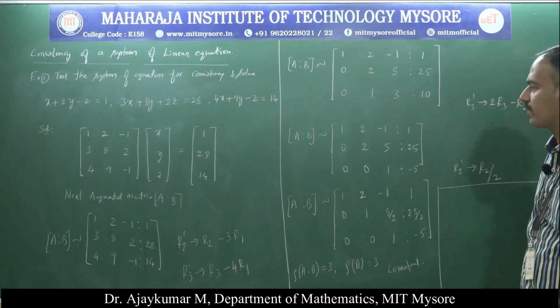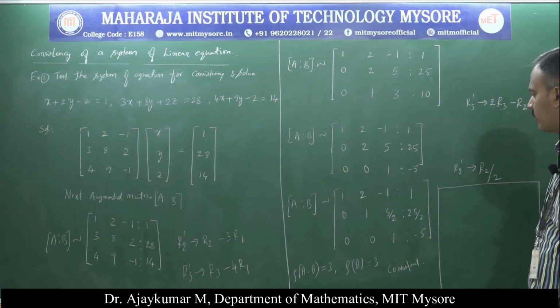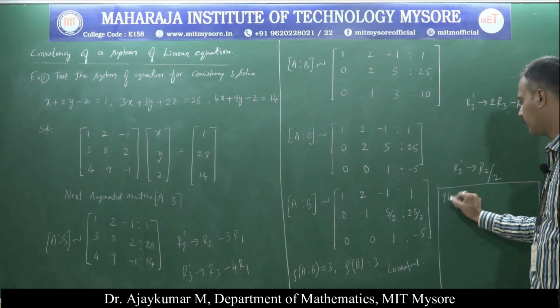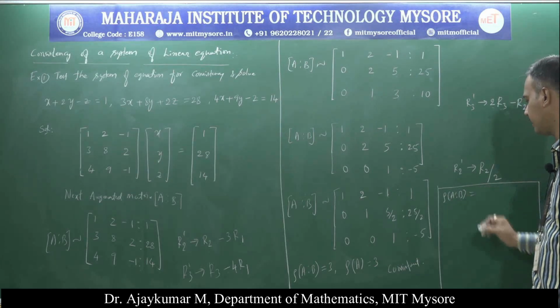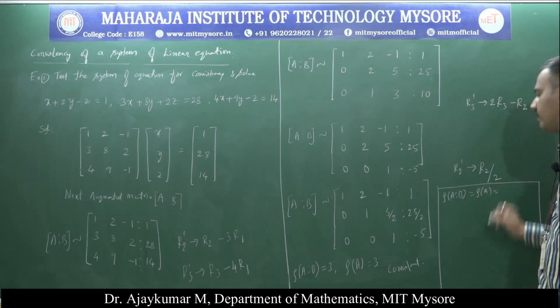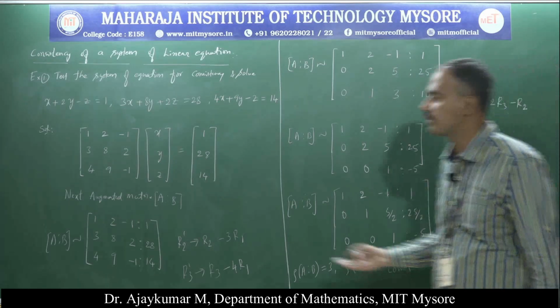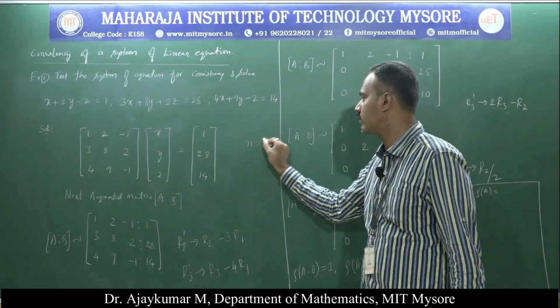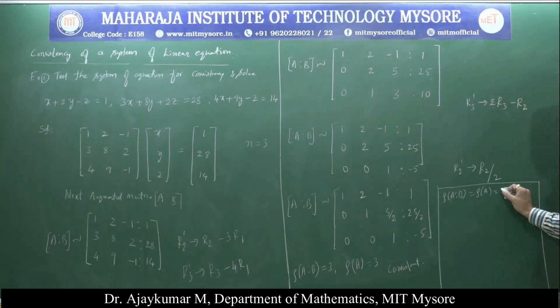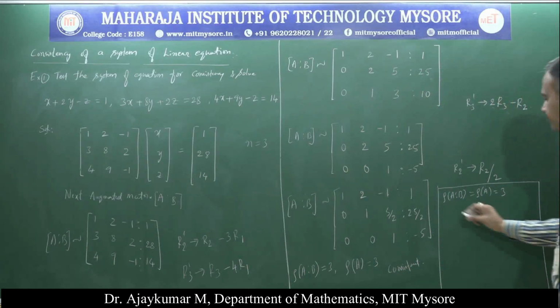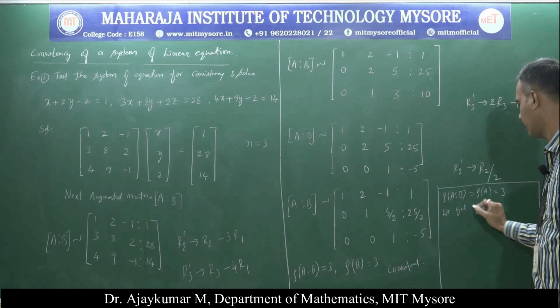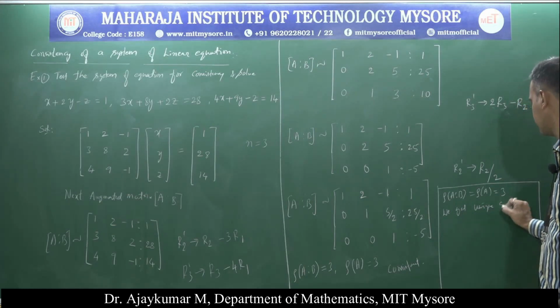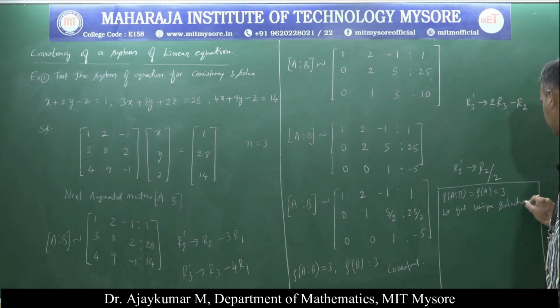Now the given system of equations is consistent, and also the rank of the augmented matrix is equal to the rank of the matrix A, and also the n value. The total number of unknowns here is 3. Now we can take n equal to 3, which means we get a unique solution. That is the important observation here.